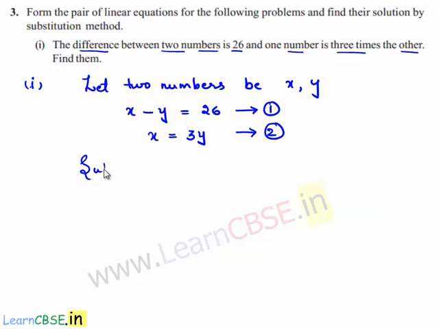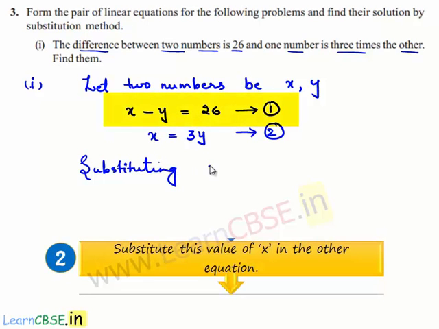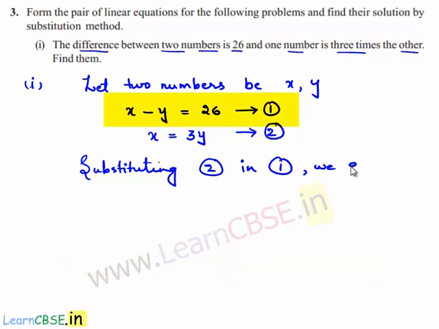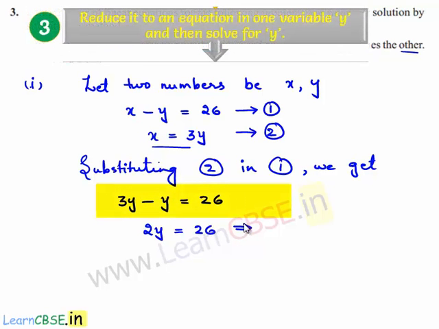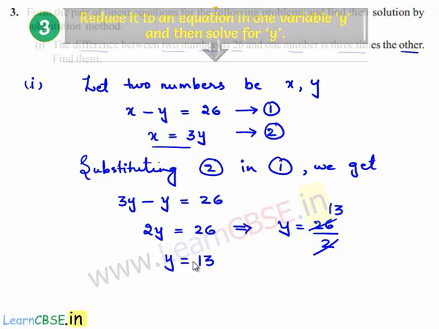So substituting equation number 2 in 1, we get, in place of x we can substitute 3y. So 3y minus y is equal to 26. 3y minus y is nothing but 2y. 2y is equal to 26. That implies y is equal to 26 divided by 2. So 2 goes in 26 as 13. That gives y is 13.